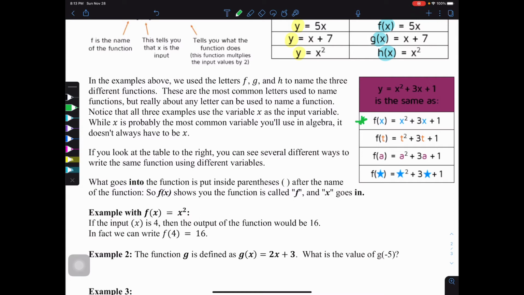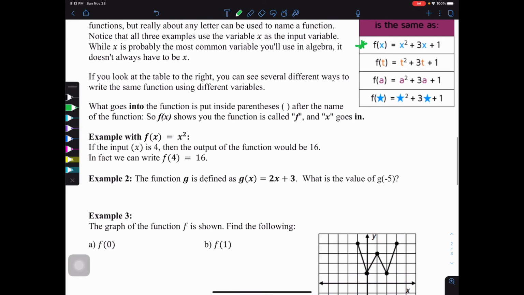So what goes into the function is put inside the parentheses after the name of the function. So f of x shows you the function is called f and x goes in. So an example with f of x equals x squared. If the input x is 4, then the output of the function would be 16. In fact, we would write f of 4 equals 16. Now that's coming from f of 4, meaning that we're going to replace the x with a 4. And then 4 squared is indeed 16. So f of 4 is 16. That's where that's coming from.